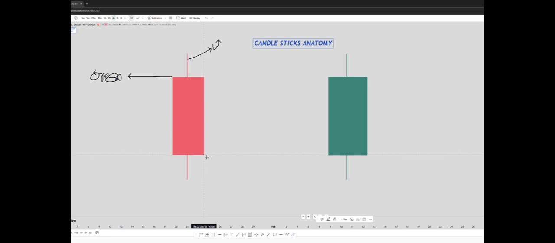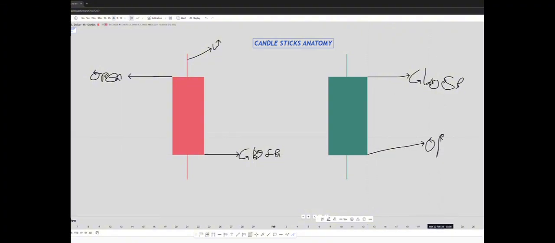Then this is the close of this particular candlestick. This is where this candle closed. Then this is the open. This is where this particular candle opened. You can see the difference. This is where it opened. This is where it closed. This is where it opened. This is where it closed.